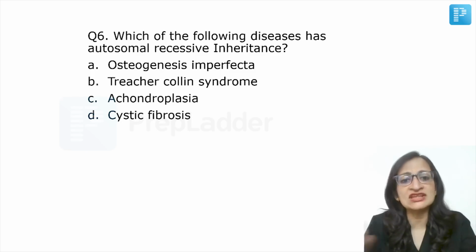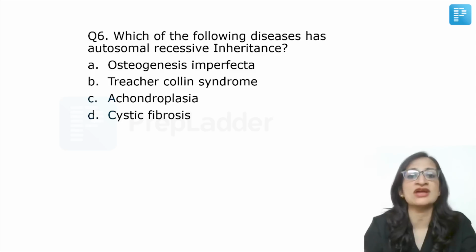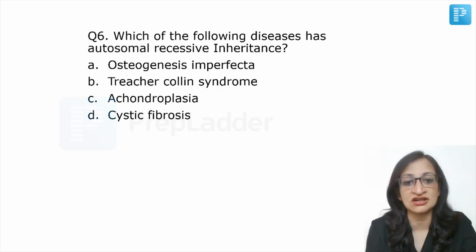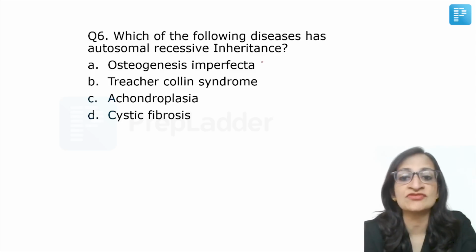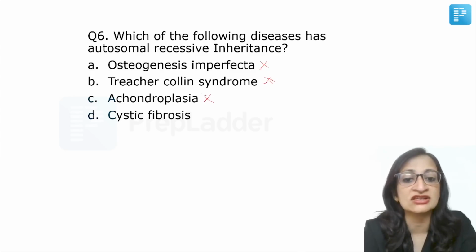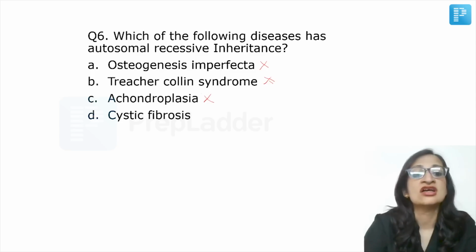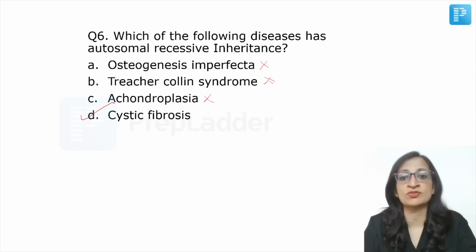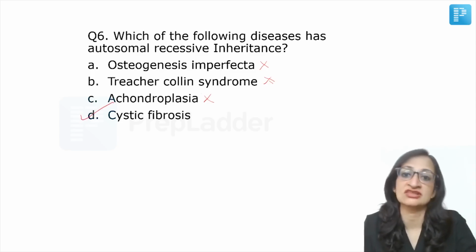Moving again to a very straightforward question which we've discussed n number of times. Which of the following diseases is autosomal recessive inheritance? We already mentioned osteogenesis imperfecta has autosomal dominant inheritance. Treacher Collins syndrome also has autosomal dominant inheritance. Achondroplasia is also classically an example of autosomal dominant inheritance. So cystic fibrosis is the best answer of the given options which has autosomal recessive inheritance.